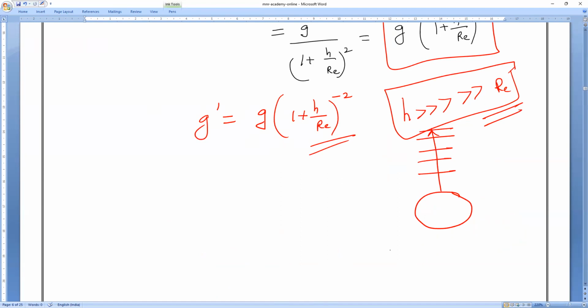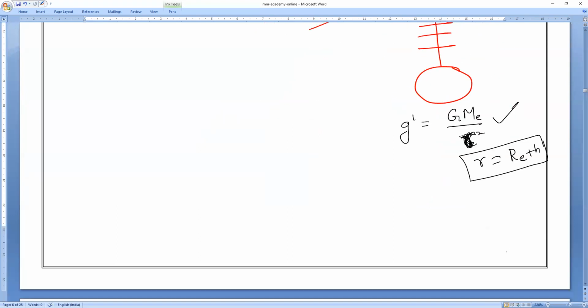So what is the formula? The g value above the ground, you have to remember, is capital G into capital M divided by R square. So this R value is equal to what, everybody? R is equal to the radius of the earth plus the height above the ground. That is what you have to remember. Any doubt, anybody can ask me. Clear, guys?